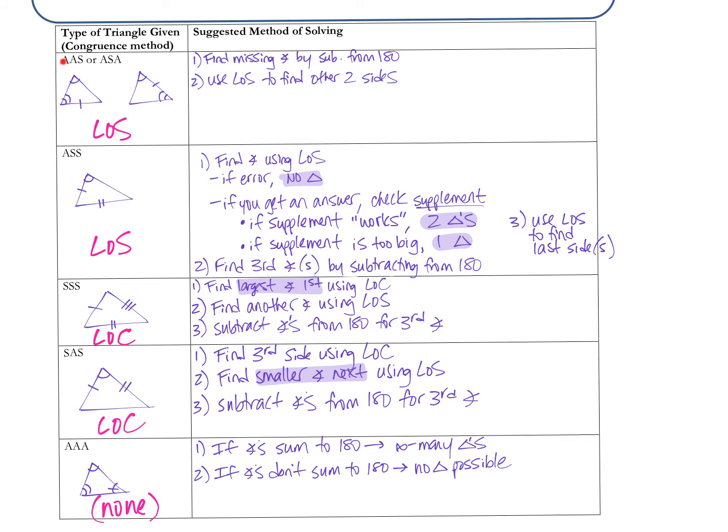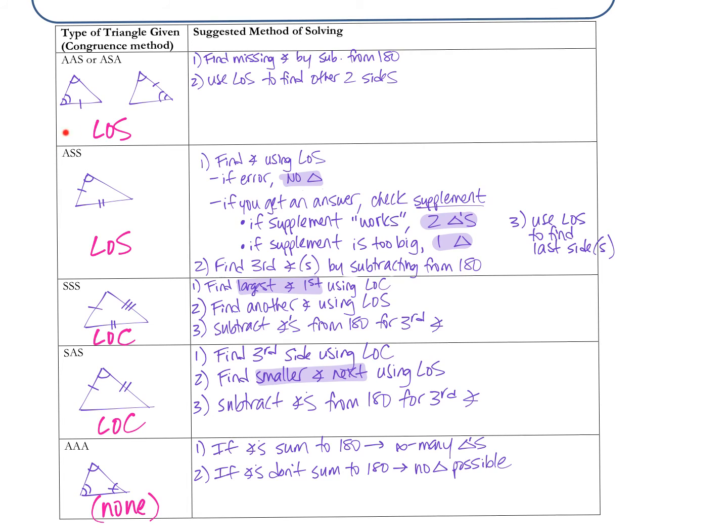So remember AAS and ASA, those were the very first two things that we did, and we did law of sines. And that means that you're given two angles and a side. And so the first thing you can do, remember what happens when you already know two of the angles, you just find the third one really quickly by subtracting from 180. So that's pretty simple. And then all you do is use law of sines to find the other two sides. Doesn't matter which one you find first, there's nothing special there. That was just our very first lesson of stuff that we did.